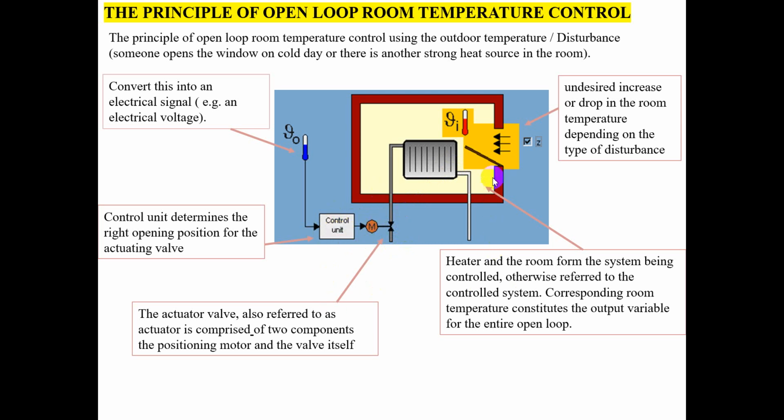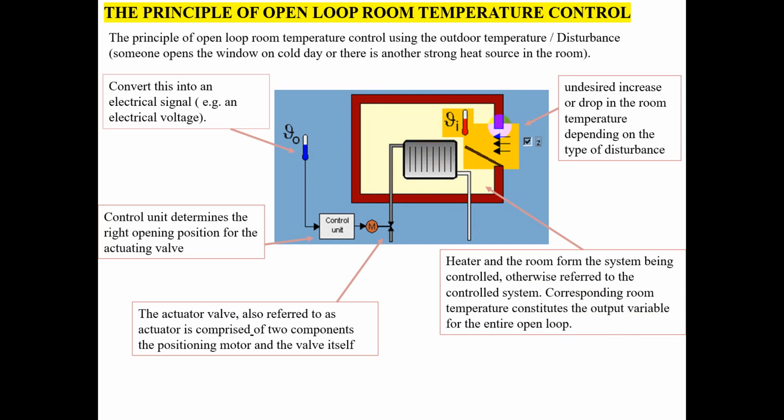The next thing is another system here, which is the room along with the heating unit. This heating unit will try to achieve our desired value of the heat inside the room, and this will be the output of my entire open loop system. Now for example, in my room I have a window here, and it is winter season.